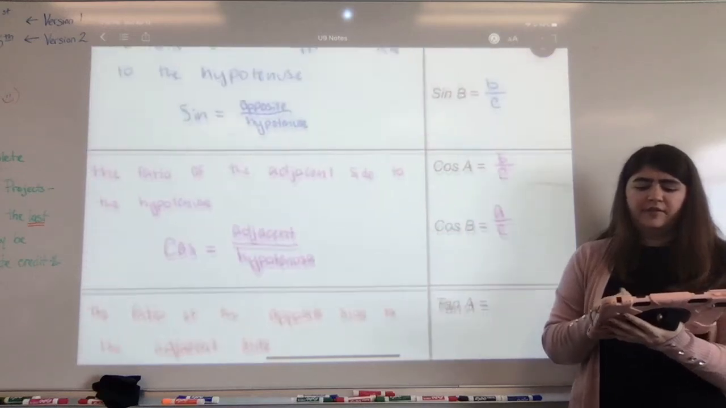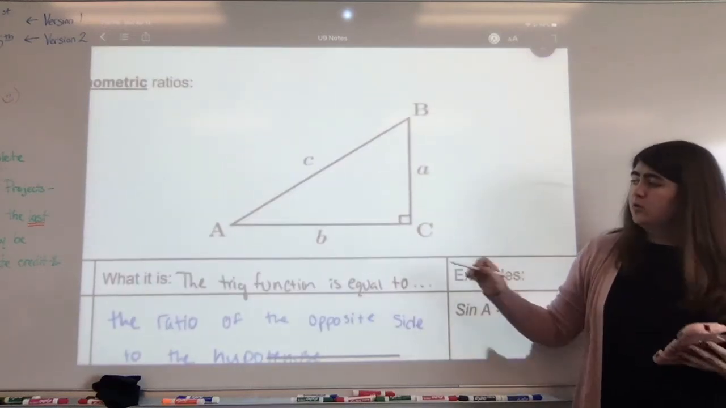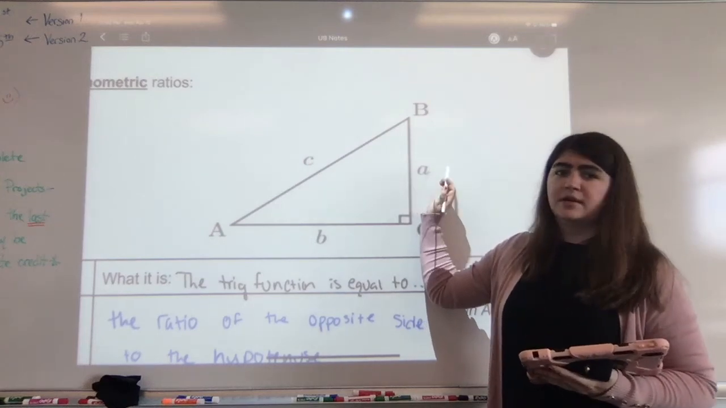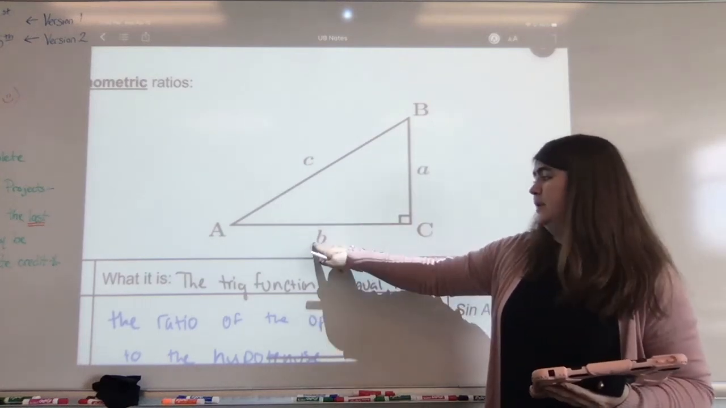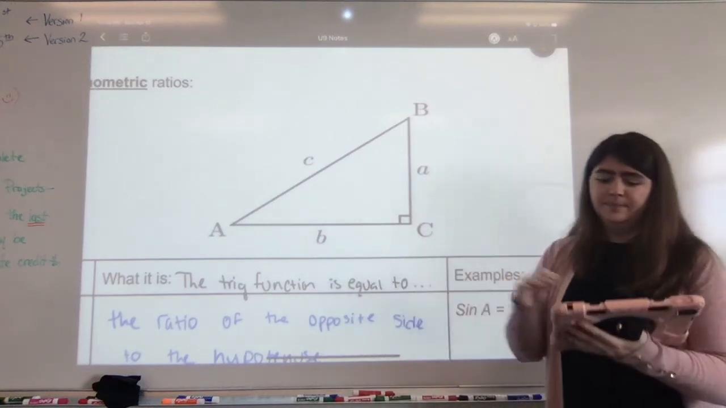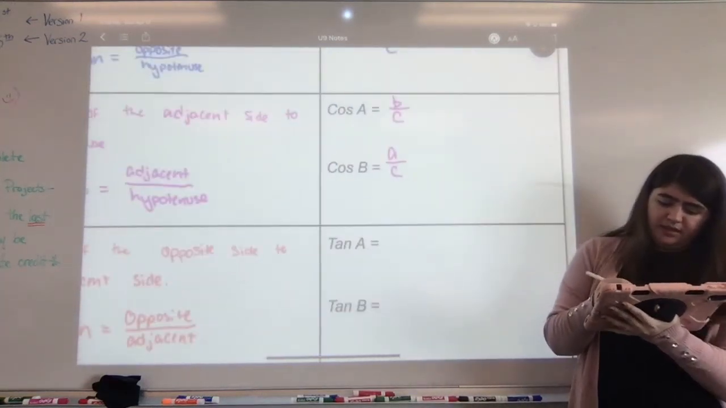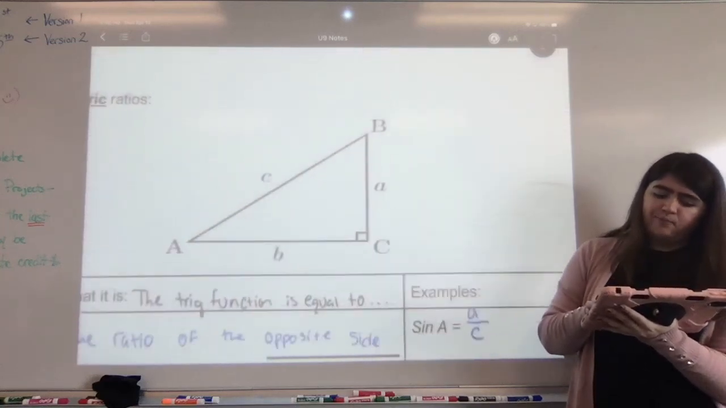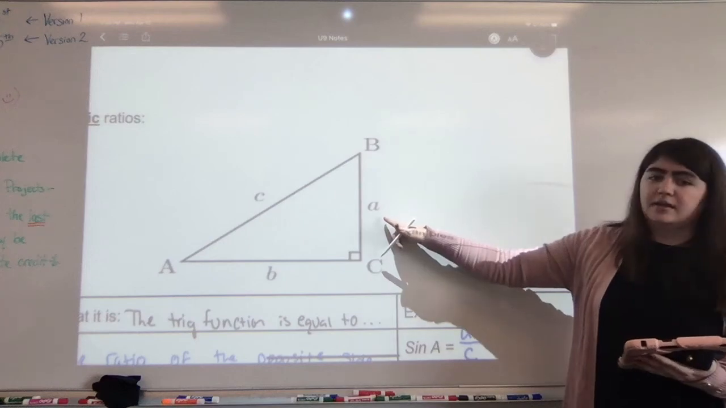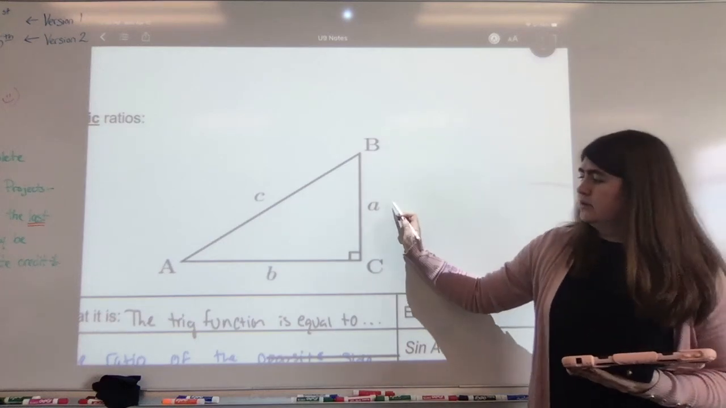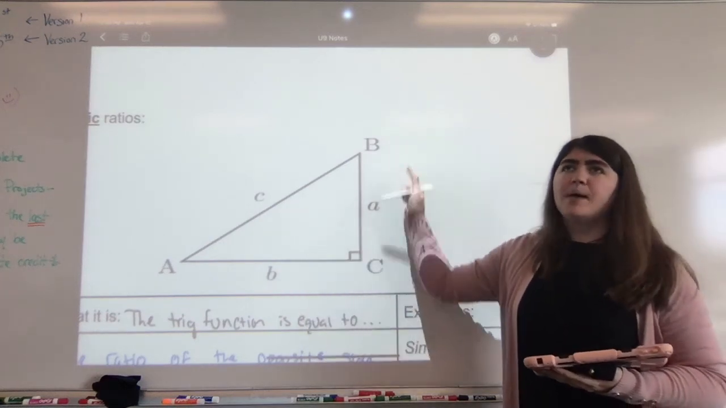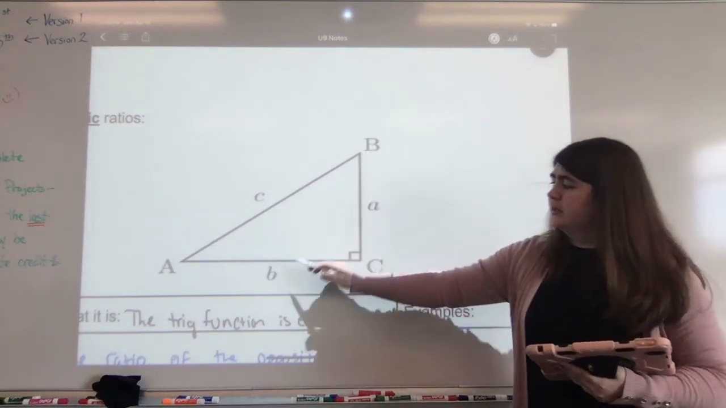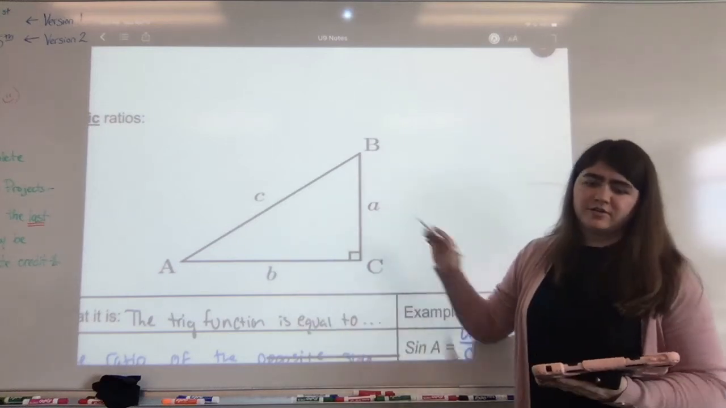So the tangent of angle A, for example, will be the opposite, which is side A, over the adjacent, again, not the hypotenuse, so it has to be B. So I have A over B. And just a reminder, adjacent means next to, so it's the side that is next to it. Tangent of B, we have adjacent, again, not the hypotenuse, so it's the opposite over the adjacent. So tangent of angle B is side B over side A.